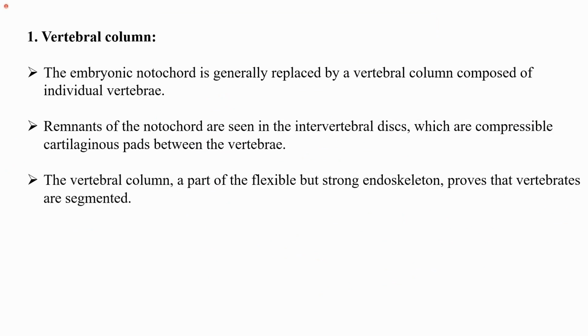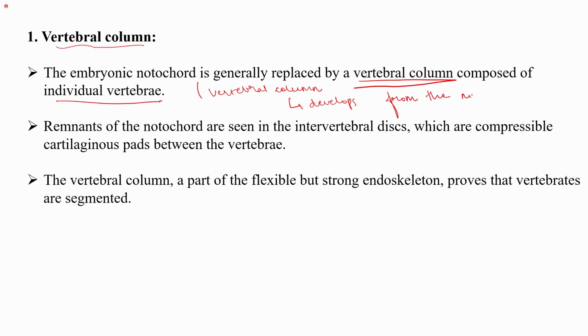So the other characteristics besides the main chordate characteristics, we will see what those are. The first is the vertebral column. The embryonic notochord is generally replaced by a vertebral column that is composed of individual vertebrae. So we have a vertebral column that develops from the notochord.